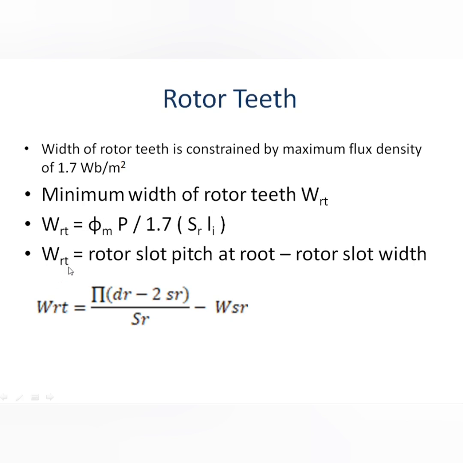So the minimum width of the rotor tooth is therefore given by the rotor slot pitch at the root minus the rotor slot width, and which can be calculated by using this mathematical formula, where this is the rotor slot pitch and this is the rotor slot width, WSR.